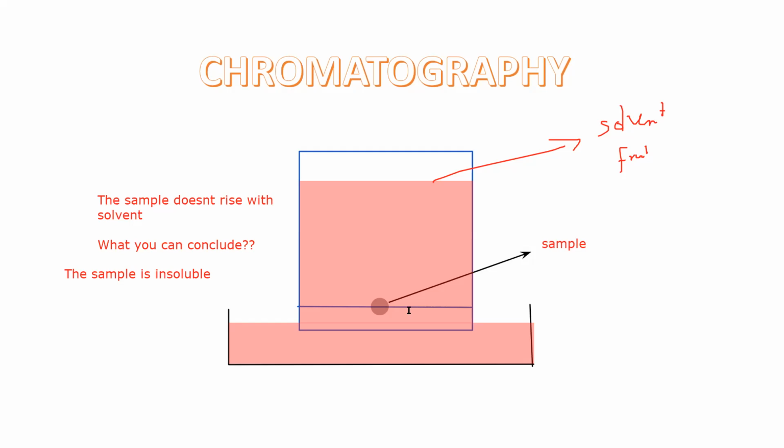Is it clear? So whenever you see a spot or a sample remain on the origin, you can say that you are not using a suitable solvent. So we should change the solvent to one in which the sample can dissolve and move. If a sample cannot move above the origin, we can simply say that the sample is insoluble or does not dissolve in the solvent. And the spot which rises to a greater distance will have the highest RF value.